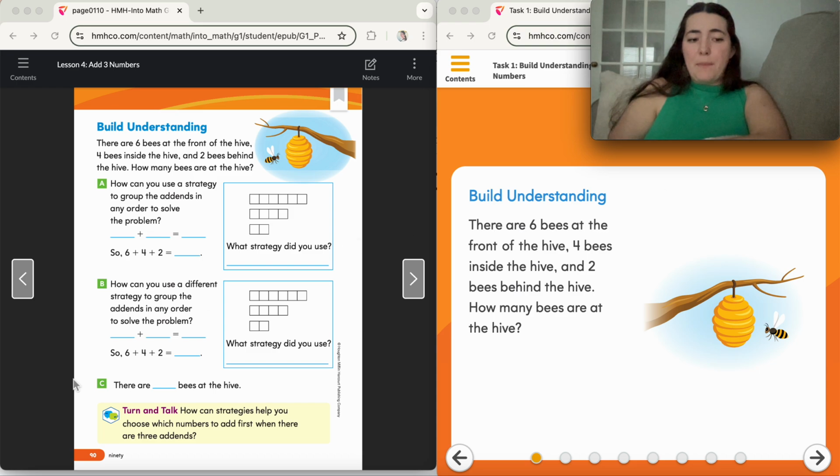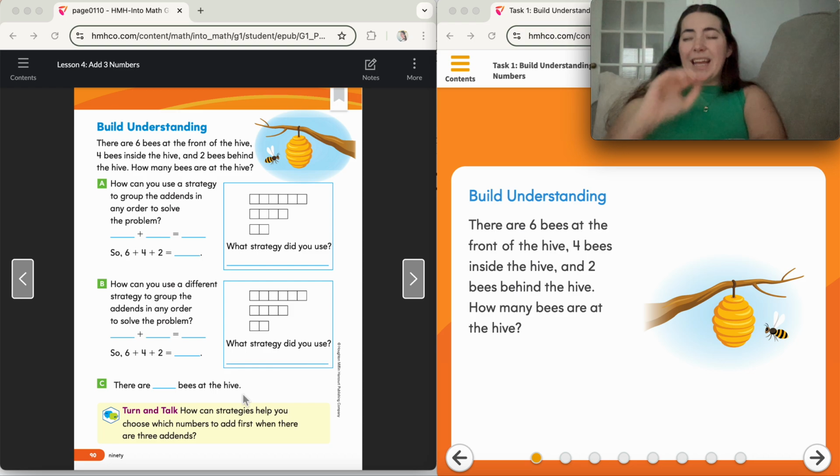So we are going to be on page 90 in our math book. We're going to start with Build Understanding today instead of Spark Your Learning because we want to keep this short, because Miss Meadows has a meeting to get to. So we are going to be on Build Understanding. If you need to pause the video to get to that page, go ahead. Otherwise, we are going to keep moving right along.